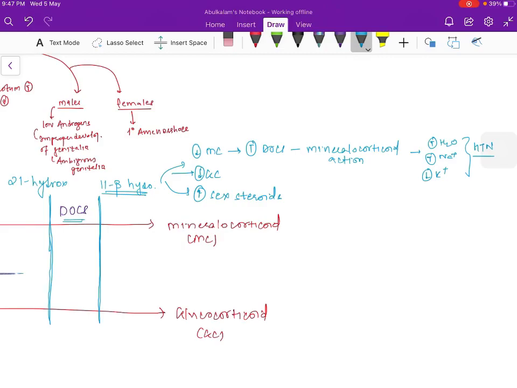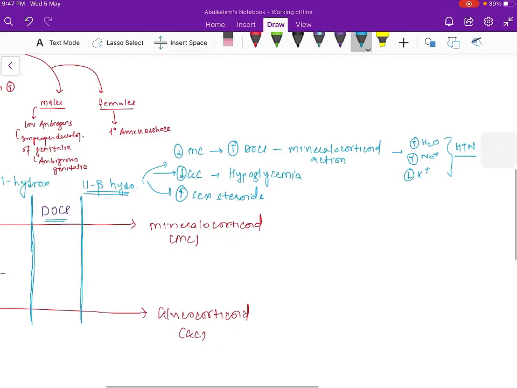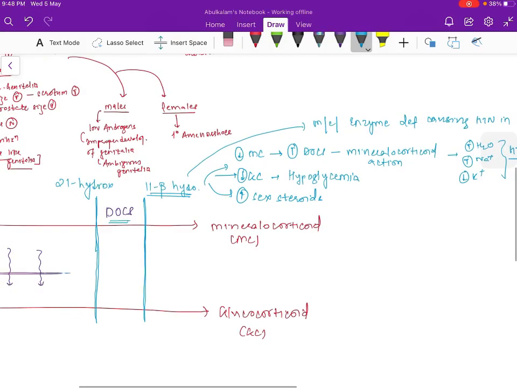So if a child presents with hypertension, decreased glucocorticoid, that is nothing but hypoglycemia, and features of virilization, the most common enzyme deficiency we would suspect is 11 beta hydroxylase. In fact, 11 beta hydroxylase deficiency is the most common enzyme deficiency causing hypertension in children, right? So this is all about 11 beta.